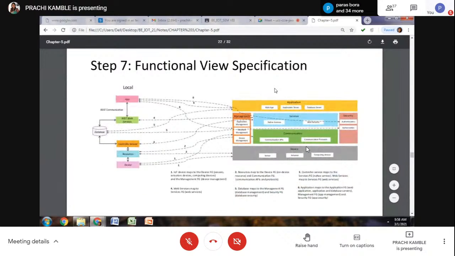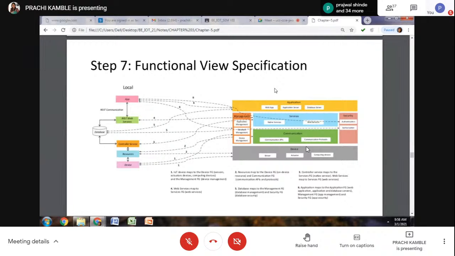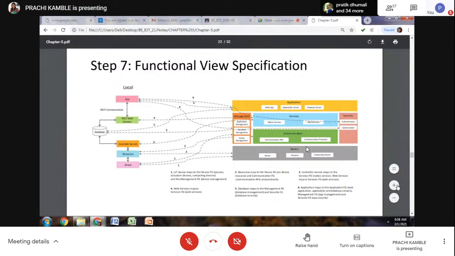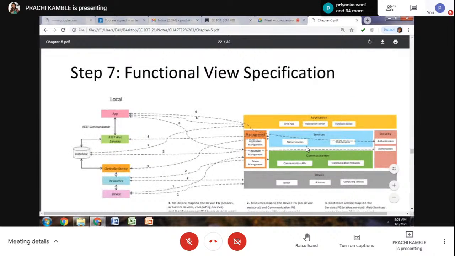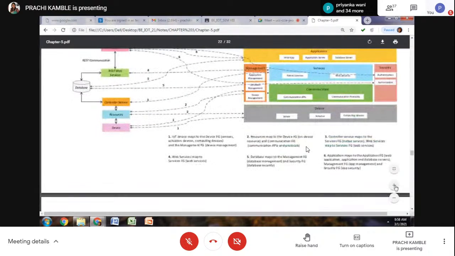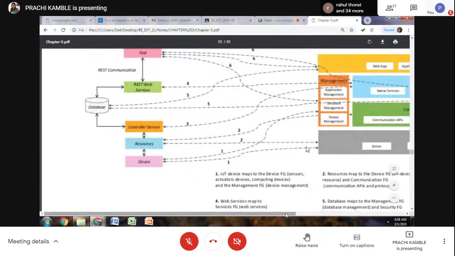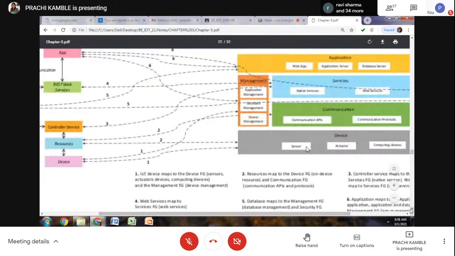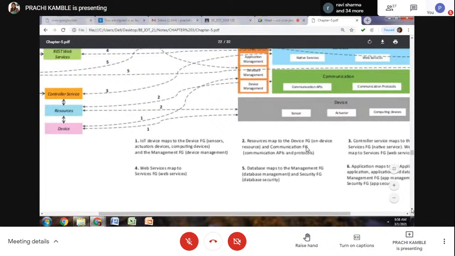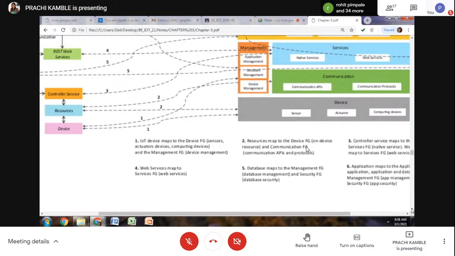Then again this is the functional view specification. So here there are a total of 6 specifications. Let's start with the first one. First is the IoT device, which maps to the device, that is sensors, actuator devices, computing devices. So all the hardware components are gathered here, and management, that is device management. Okay, so this is the first step.